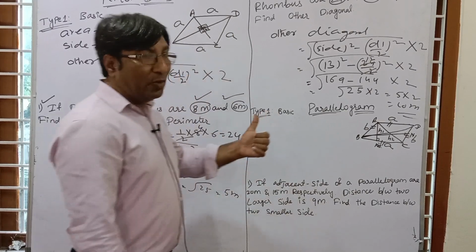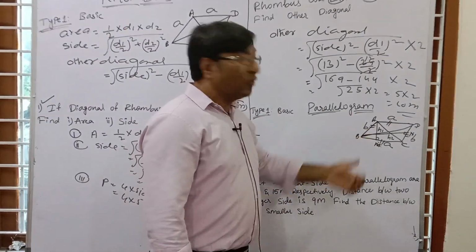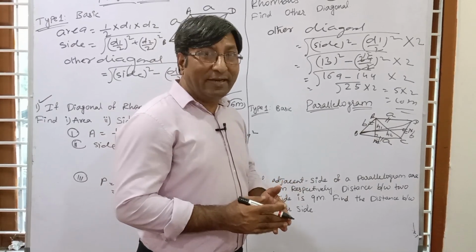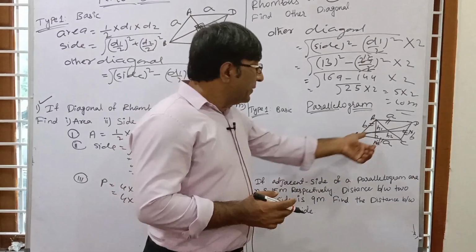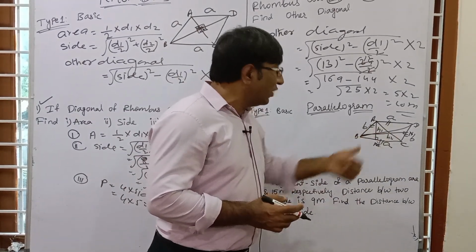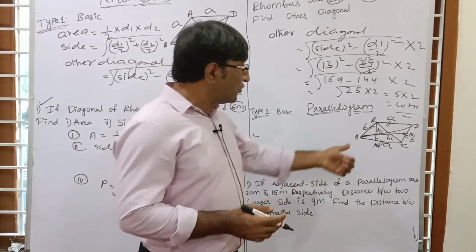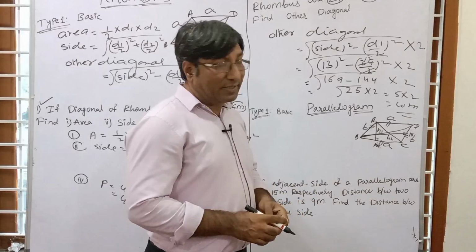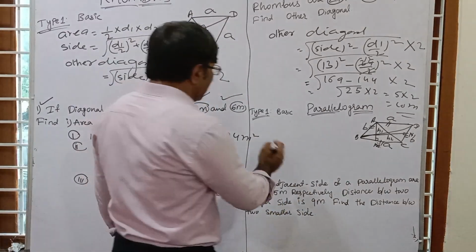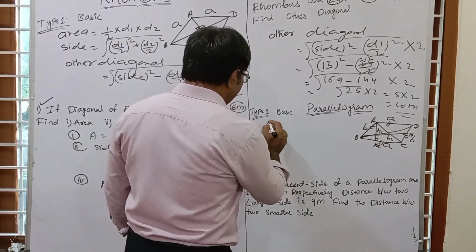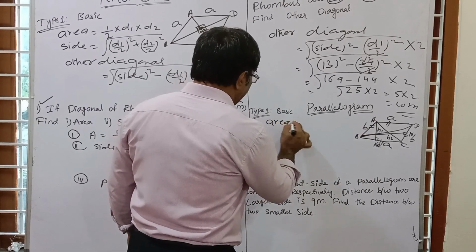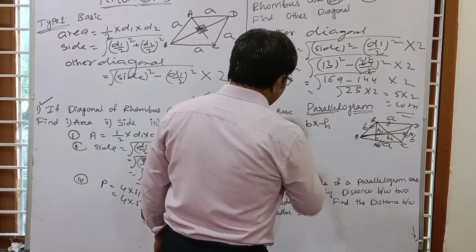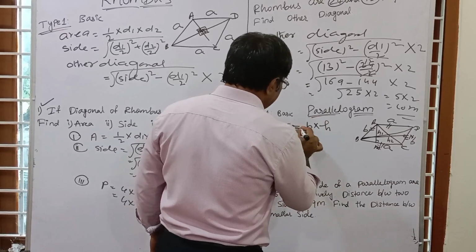So this is the parallelogram: a four-sided figure whose opposite sides are equal and parallel, but no angle is 90 degrees. When you connect two opposite vertices, this is called a diagonal. So BD and AC are diagonals, and this side is called an adjacent side. So what is the basic formula of this parallelogram? Area of parallelogram is what? That is base into height. Area of parallelogram is base into height.